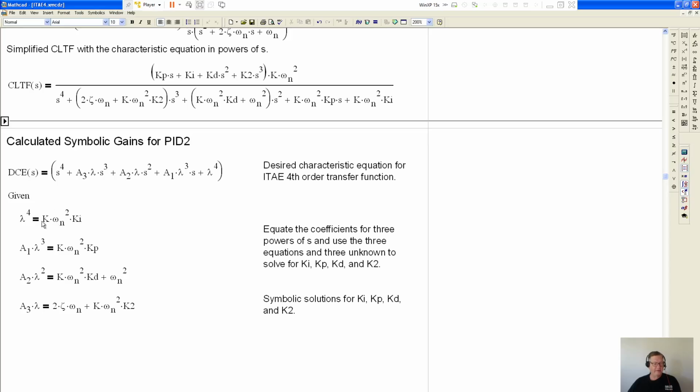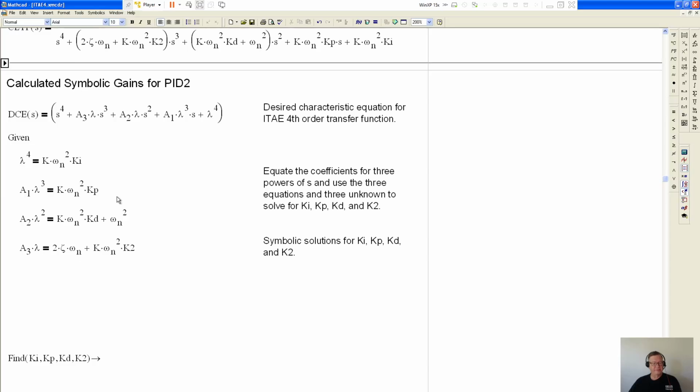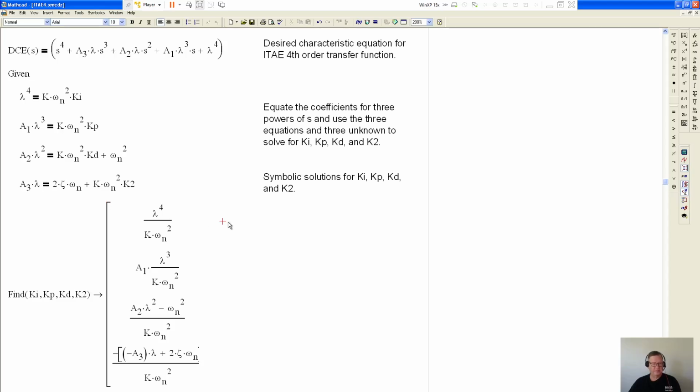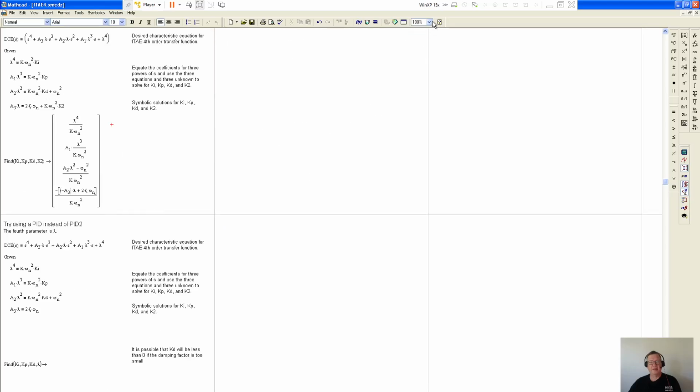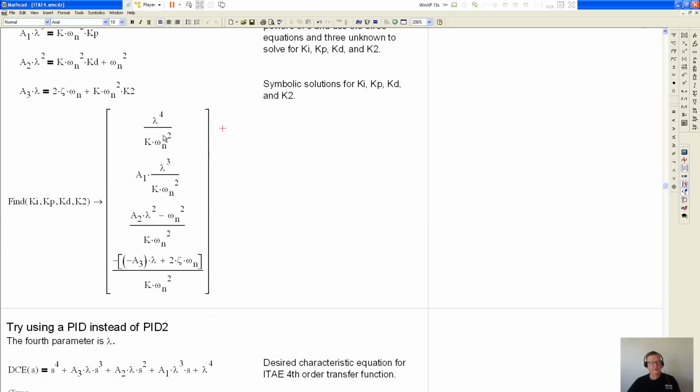So this is my first equation. My second equation is matching this to this. Then I match this to this, and then this one to this one. So what I end up with is 4 equations and 4 unknowns. And if I solve the equations, let me just make that small and big again so it shows up properly. Okay. This is the equation for the integrator gain, the proportional gain, the derivative gain, and the second derivative gain.